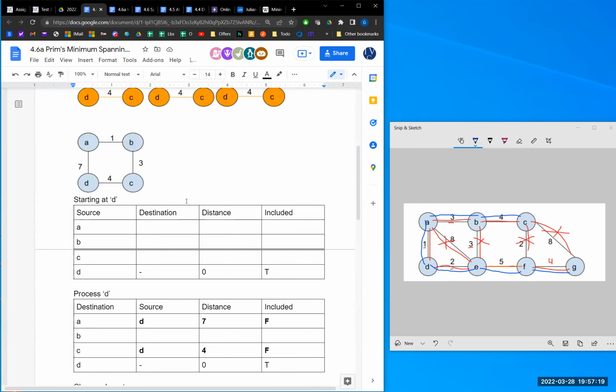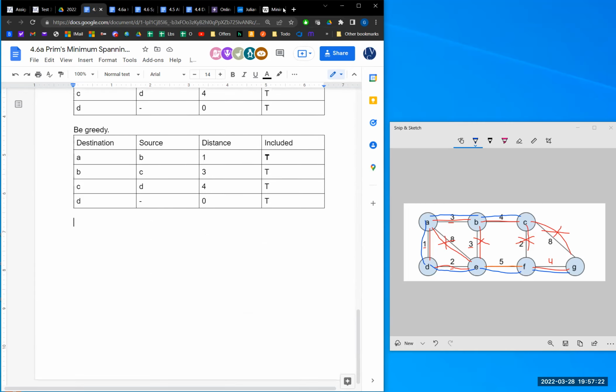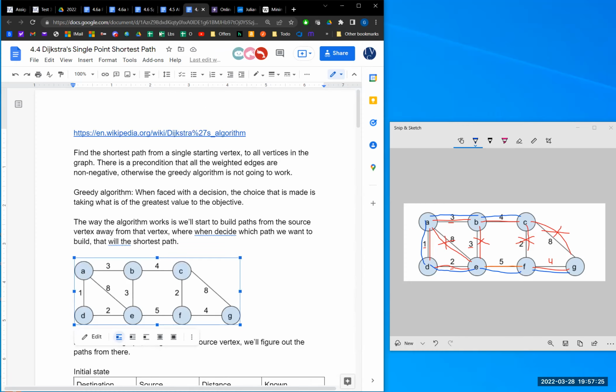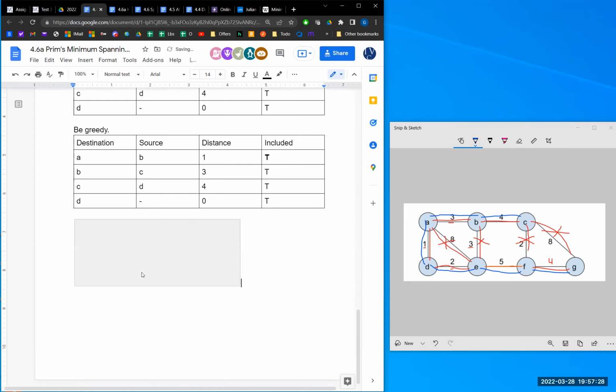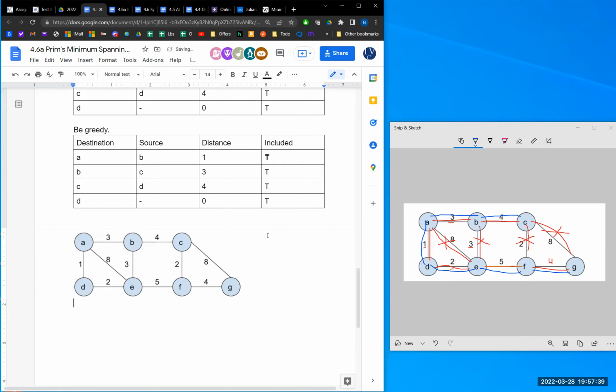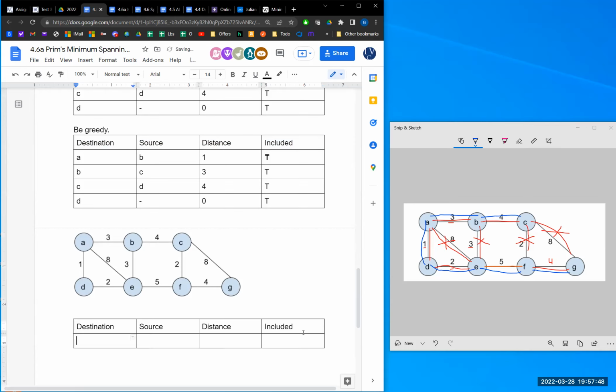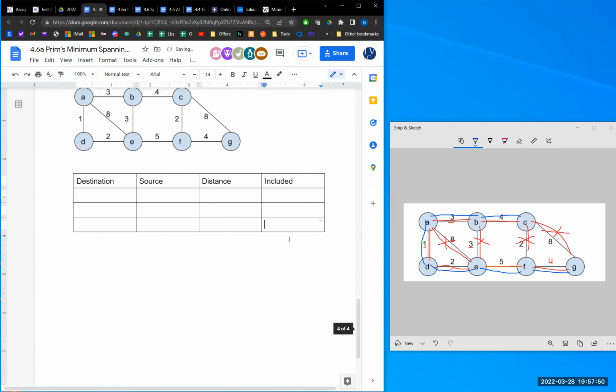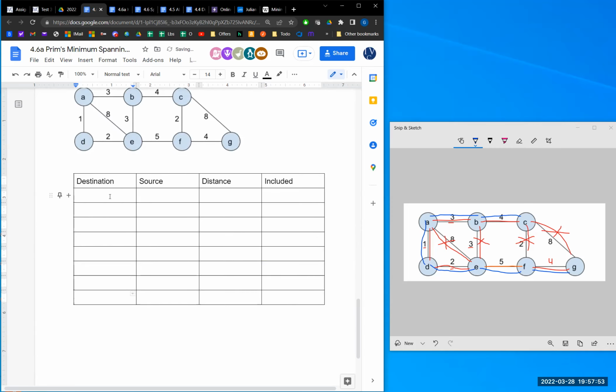So that was for the small tree. Let's go ahead and take it up to the bigger tree. All right, so let's get a new line here. 7 vertices. Copy. Good enough.